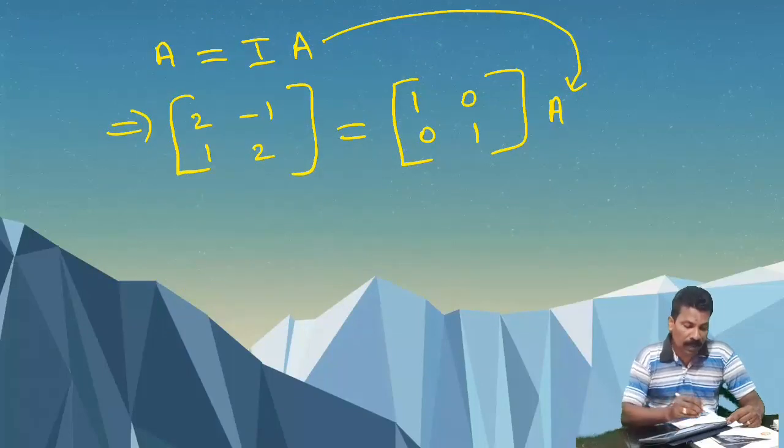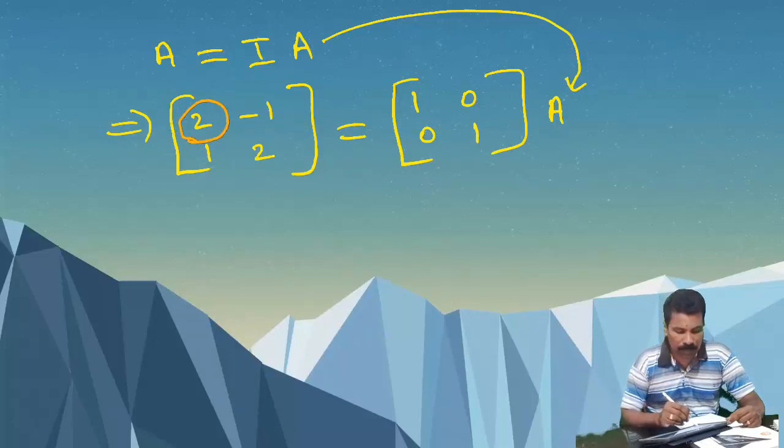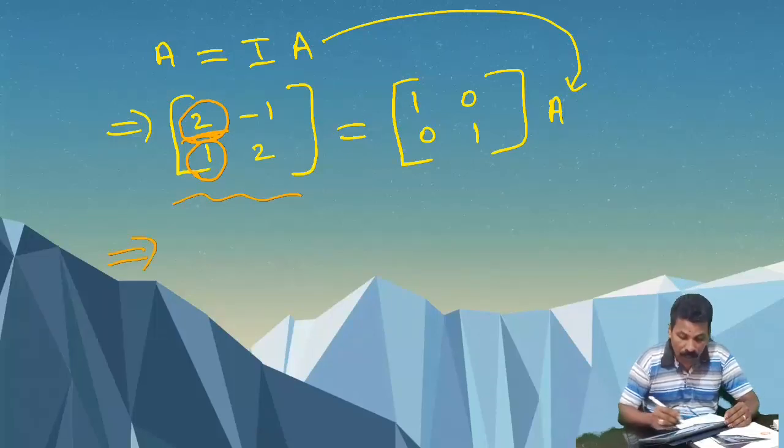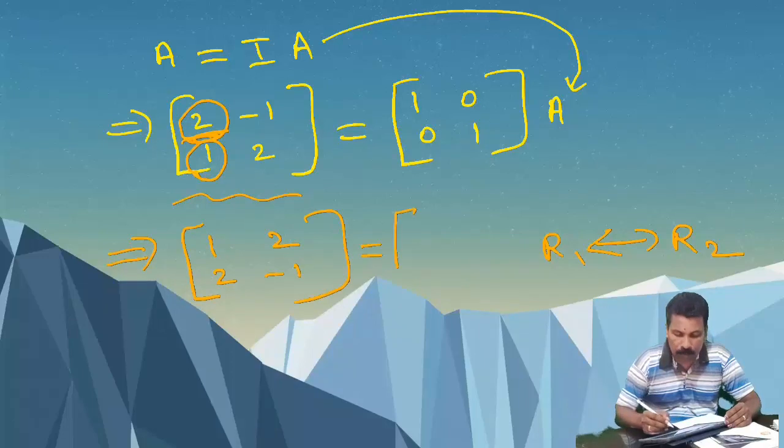Now, our requirement is that here we should have 1 because we have to make this matrix the identity matrix. So here it is 2. Now you can see that just below there is 1. So in order to get 1 in place of this 2, we can just interchange the 2 rows. That is, our operation will be R1 interchanged with R2. Then what will happen? 1, 2, 2, -1. And the same operation you have to do on the right hand side also. That is 0, 1, 1, 0 into A.